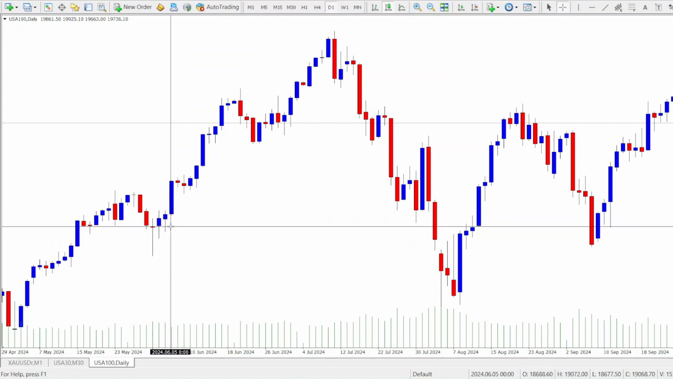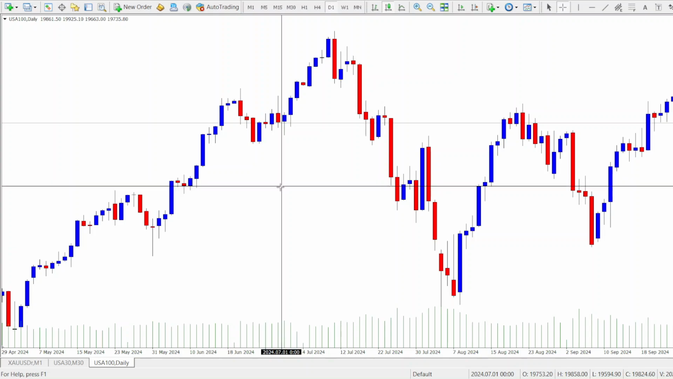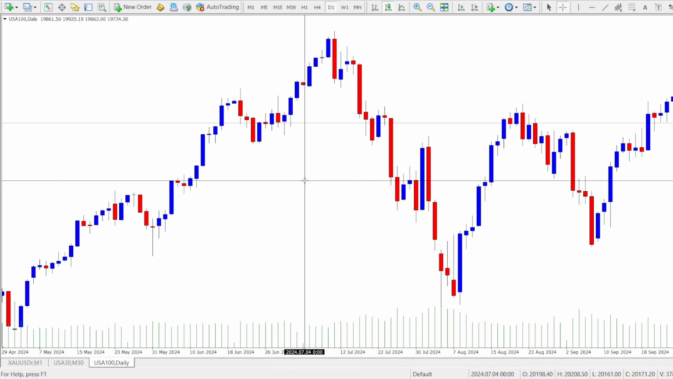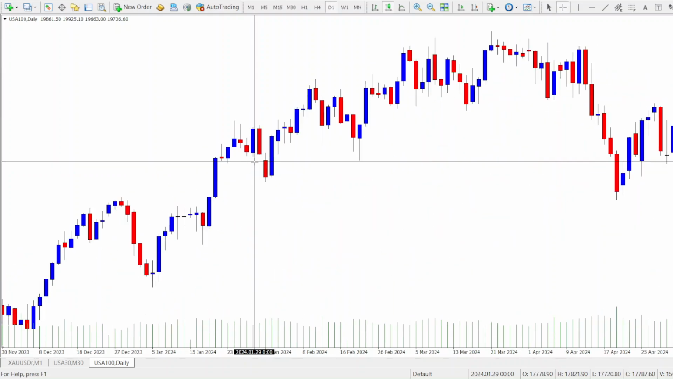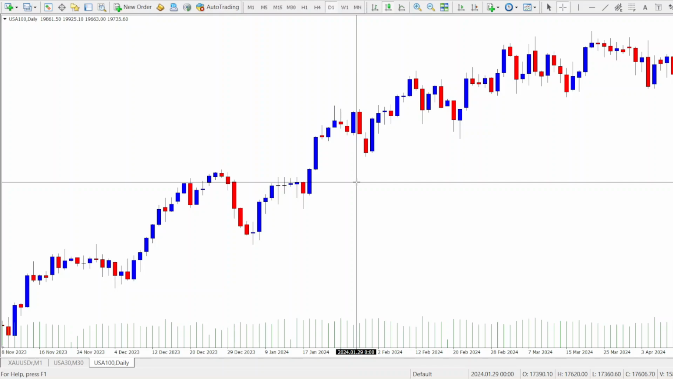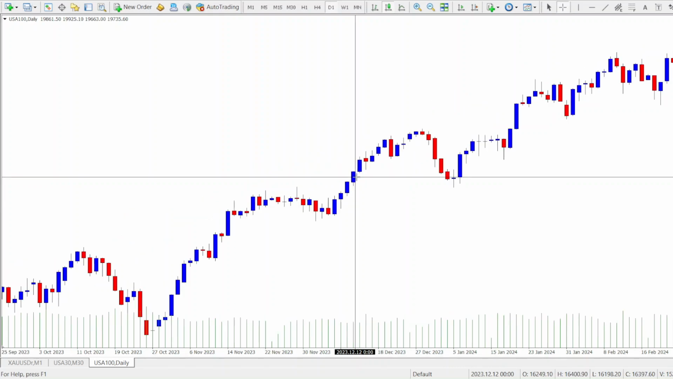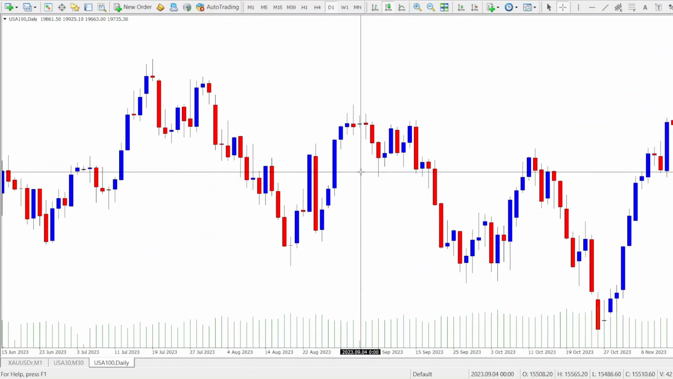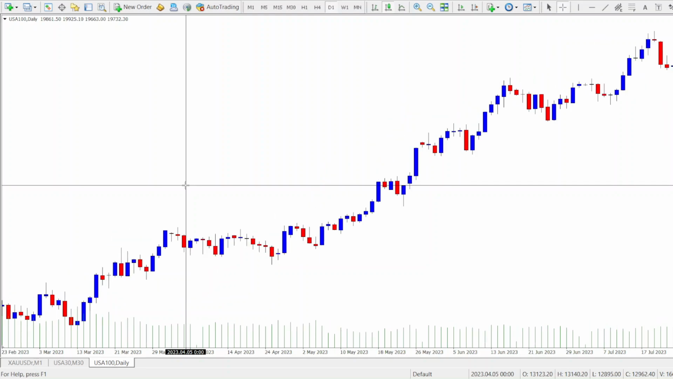Another kind of doji we have is the dragonfly doji. The dragonfly doji is the one that has the body on the upper side of the candle while the wick runs down. Let us see if we can identify a dragonfly doji. Let us see if we can identify just one.